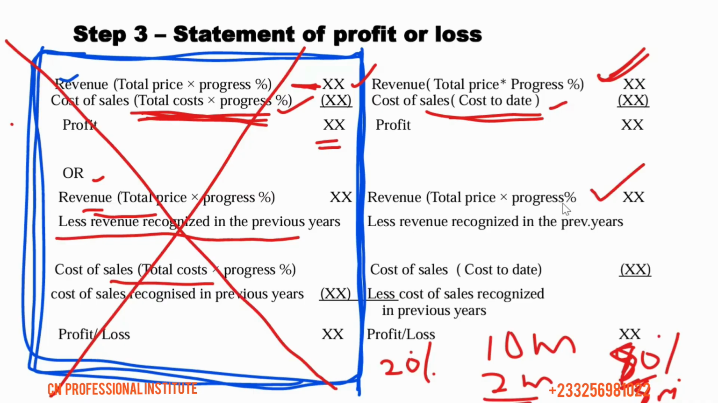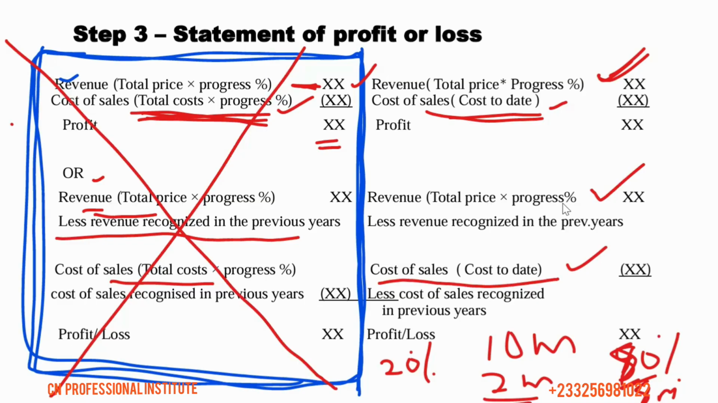The same applies to cost of sales. We just pick our cost to date as our cost of sales, and we'll go and less the previous cost of sales recognized to get cost of sales for only the period. Are you getting it? This is P&L, and in P&L we don't record cumulative figures. We only get the change for that particular year.